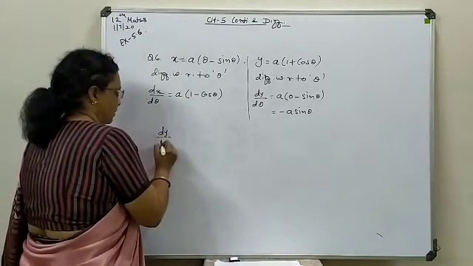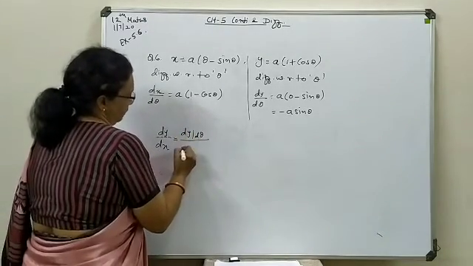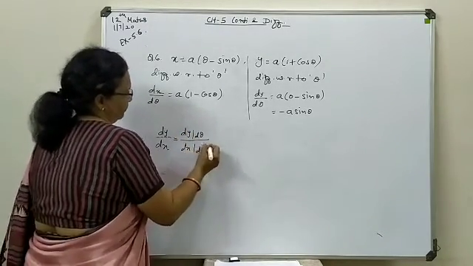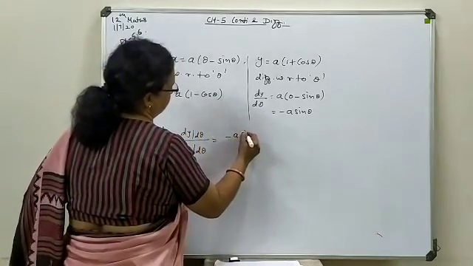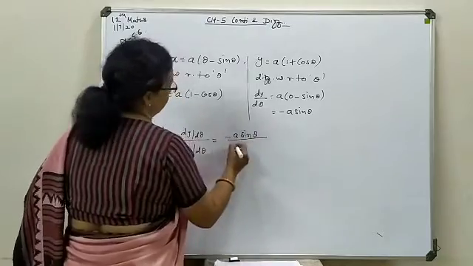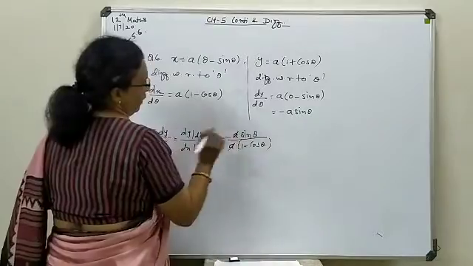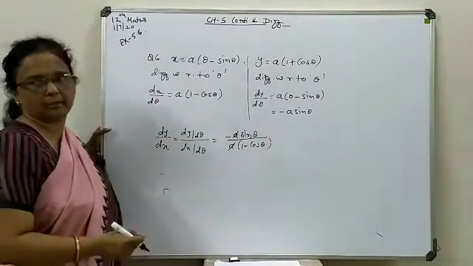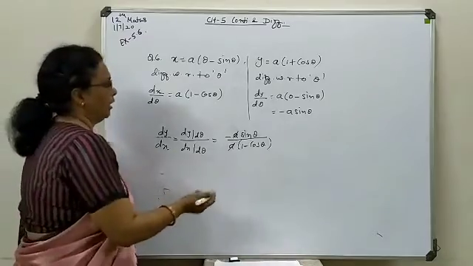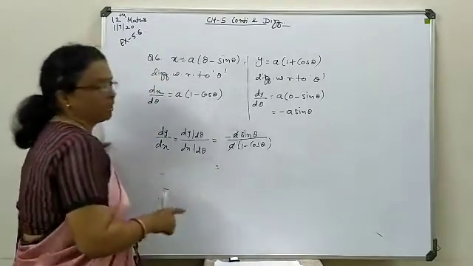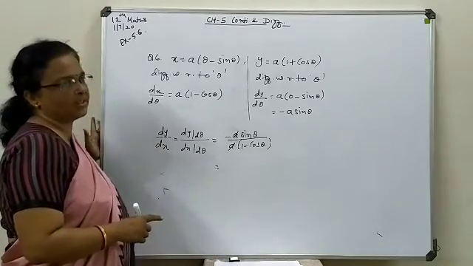dy by dx is dy by d theta upon dx by d theta. Dy by d theta we have is minus a sin theta, whole over a times (1 minus cos theta). Here a will cut. These two terms can also be combined in the form of half angle. If any conversion is possible, proceed for that and go for writing the shortest form possible.